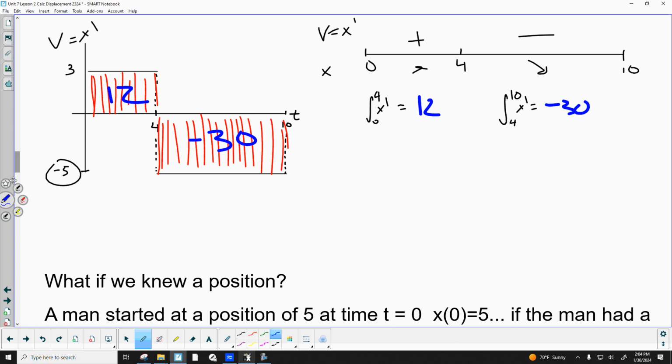Now, here comes our key idea about displacement. What would be the accumulation of my derivative from 0 to 10? What would that equal? Tell your neighbors, what does that number that you got mean? If you accumulate your derivative from 0 to 10, what do you get, and what does it mean?